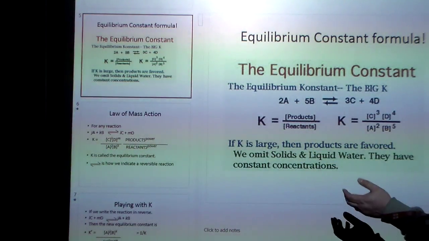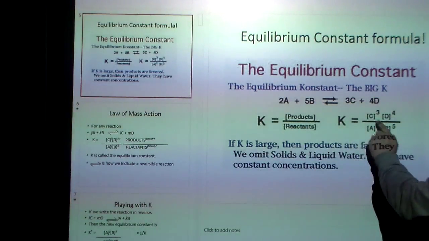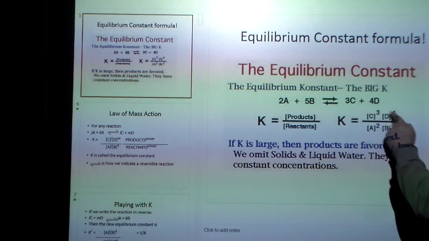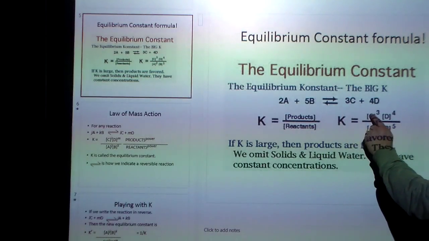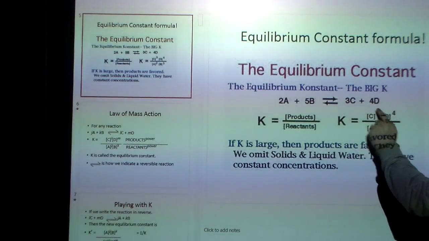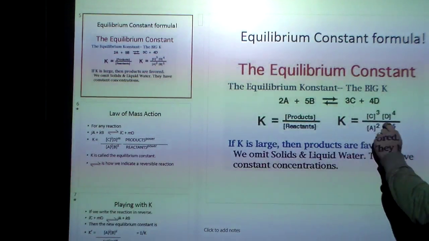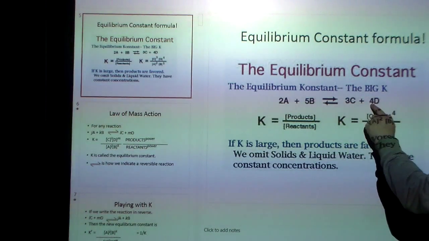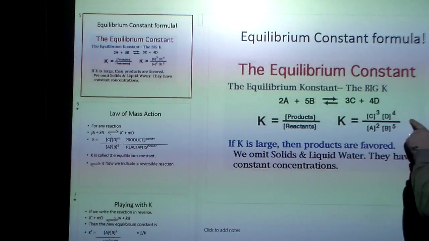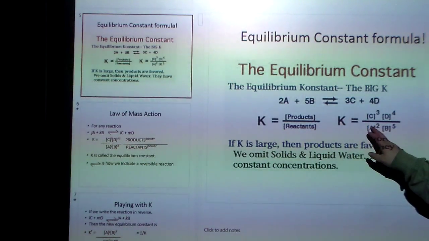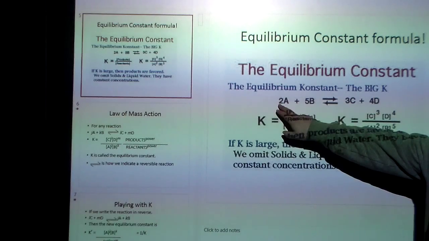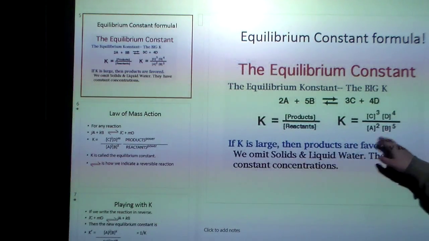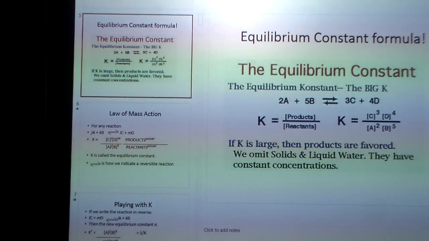Okay, what does that mean here in this equation? Well, K is going to equal the products, so that's 3C, so that's going to be the concentration of C to the third power, taking into account this, times the concentration of D to the fourth power, taking into account this, divided by the concentration of A to the second power, times the concentration of B to the fifth power.